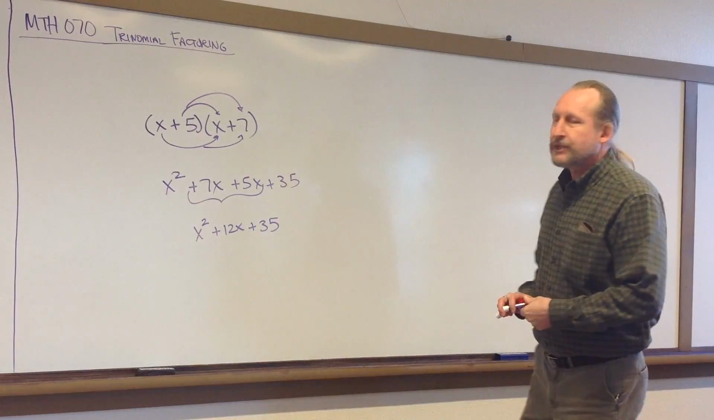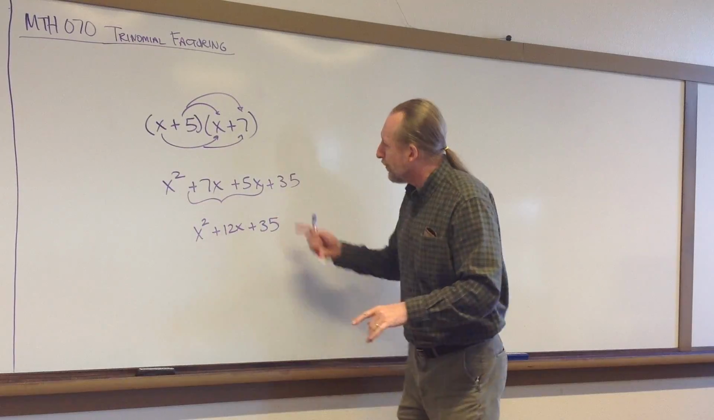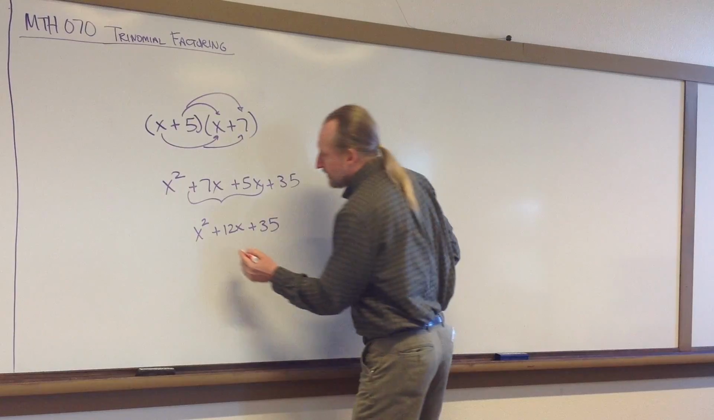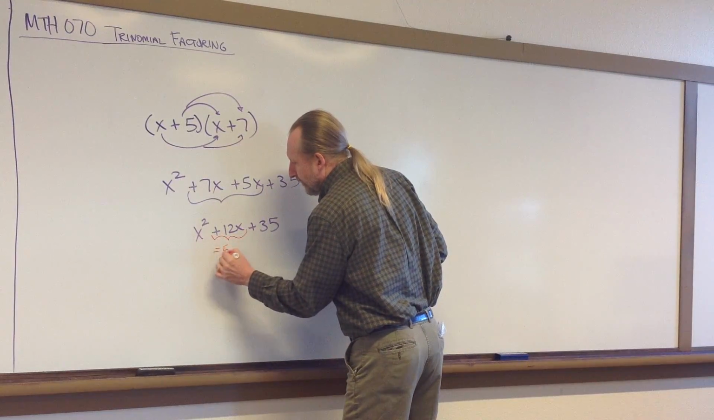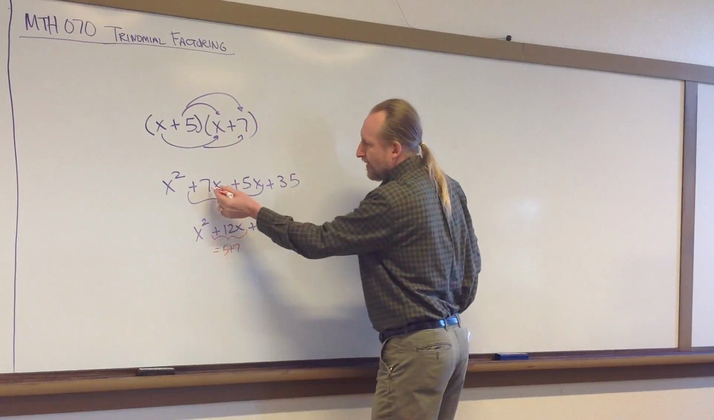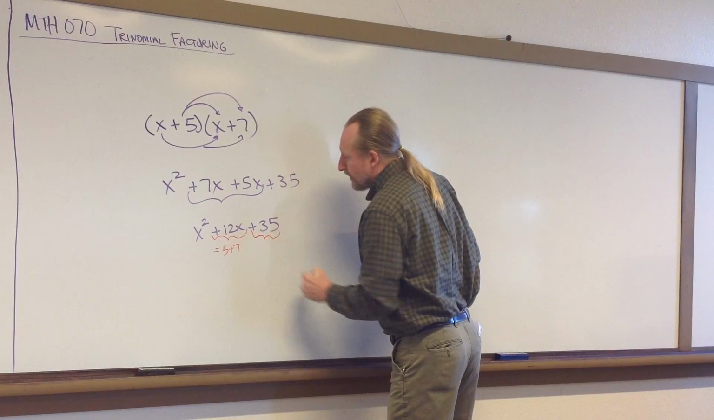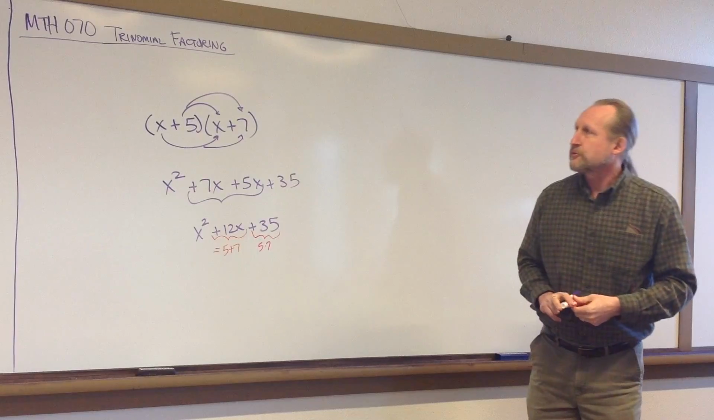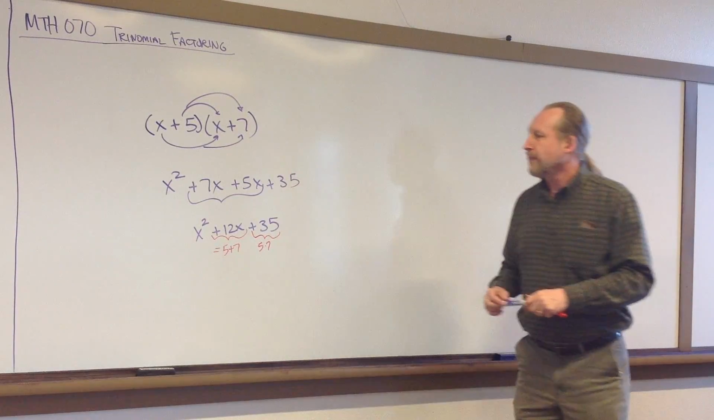Now, what's interesting about this, and what we're going to be looking at to go backwards in the factoring process, is that this number in the middle, 12, is 5 plus 7. And this last number here, 35, this is 5 times 7. And that's really at the heart of this concept of trinomial factoring.